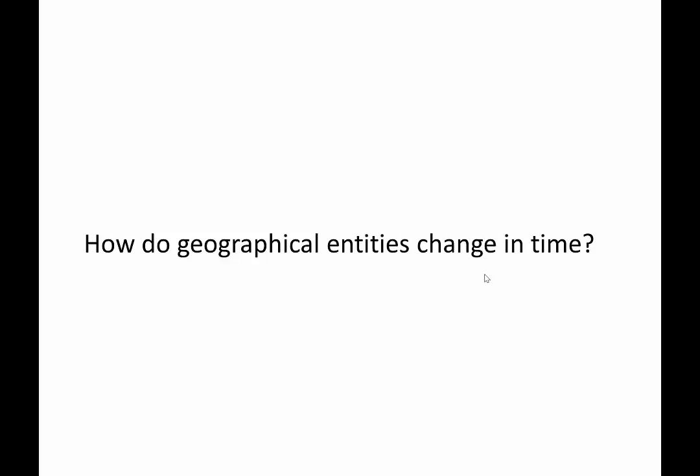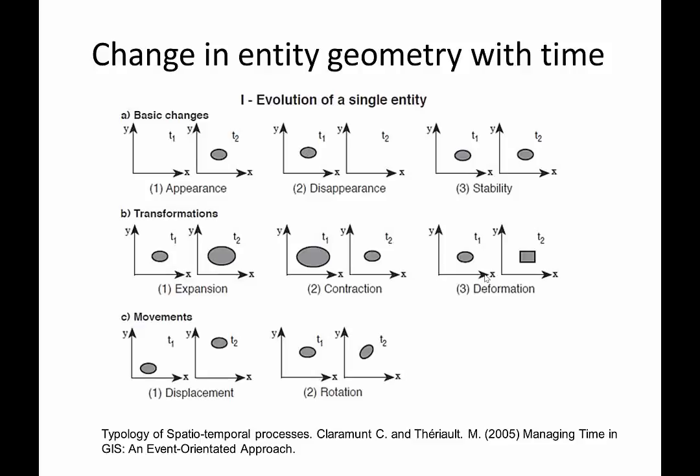Okay. So let's first of all, before we decide how we record things in the database, have a closer look at how entities change in time. I'm going to skip over this relatively quickly. This is from a paper in 2005, and it's showing the various ways in which a geometry might change through time. Remember the list that I had earlier, this is basically a graphical representation of those lists, so we can see the relationships a bit more closely.